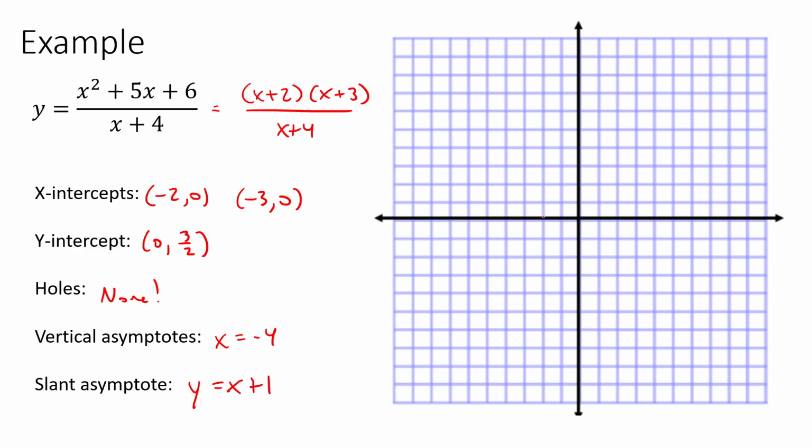Let's put our intercepts, -2, -3. Let's put our y-intercept of 3/2. Let's put our vertical asymptote of -4. And finally our slant asymptote of x plus 1. Now this is a linear equation, so you do need to be somewhat accurate here. It starts at 1 and has a slope of 1. Let's see, graph it just like you did all the way back in Algebra 1. Good old y equals mx plus b.